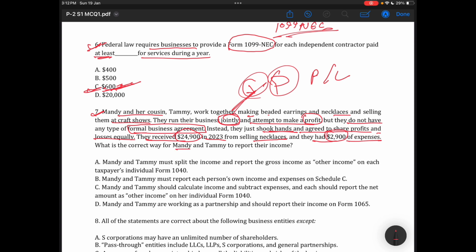What is the correct way Mandy and Tammy report their income? Here the correct way is that they could not file their income tax on a 1040, but they can file their return on Form 1065 as a partnership, because they started their business jointly and are sharing a profit. So let's jump to the options.